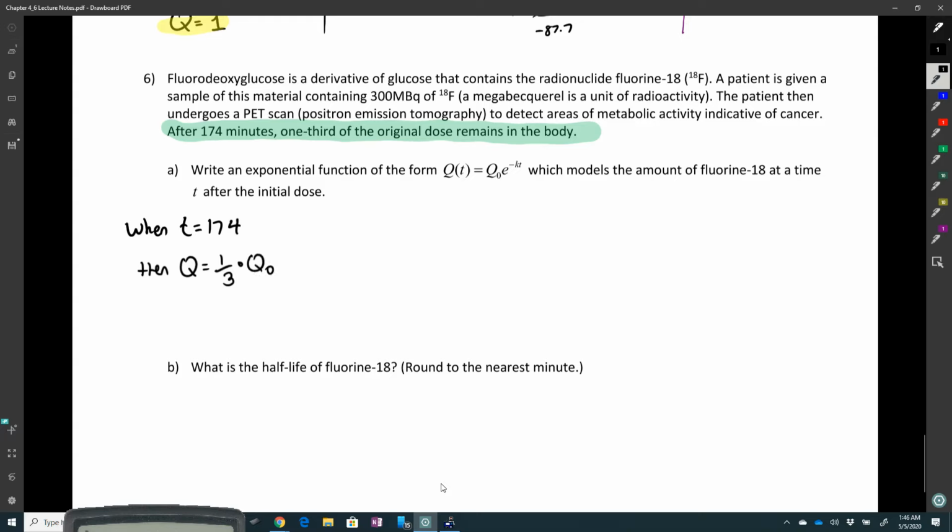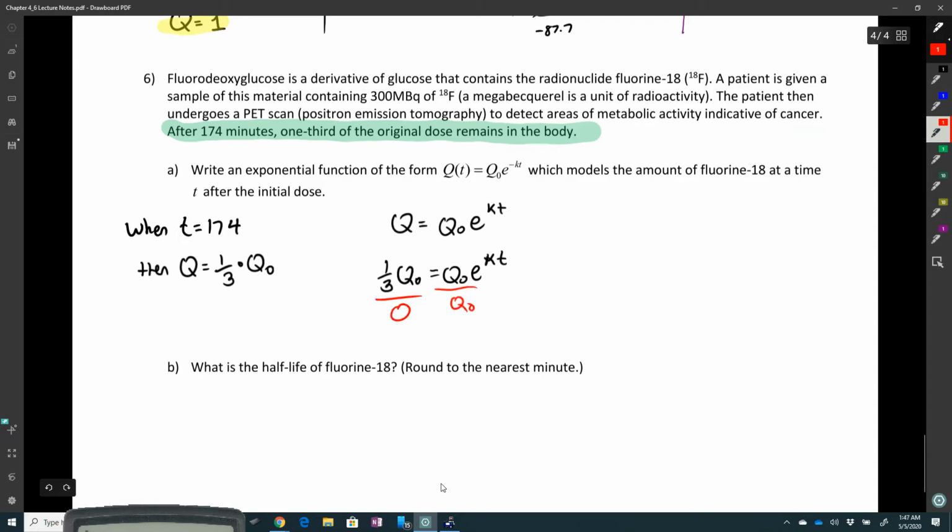Now, they don't have to give you Q naught. Before I even start the problem, when you write your formula out, if you write the Q as 1/3 Q naught, notice that the very first step is that the Q naughts cancel. So sometimes when you do these problems, they don't even give you Q naught because they don't have to. Now this one was nice, and they gave you Q naught.